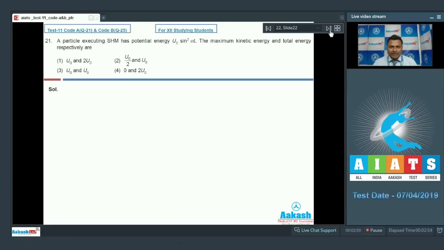Here is question number 21, everyone. A particle executing SHM has potential energy U naught sine square omega t. The maximum kinetic energy and total energy respectively are.